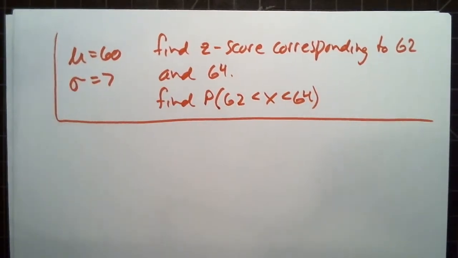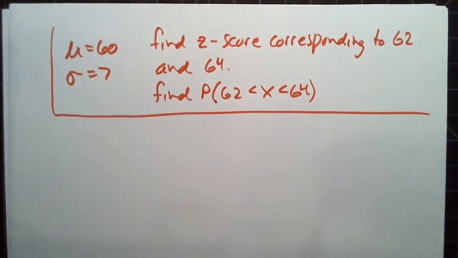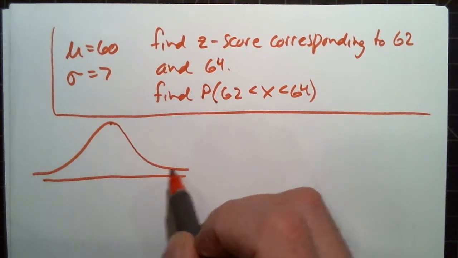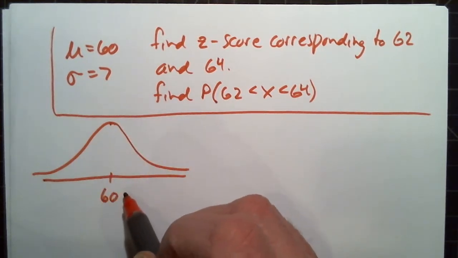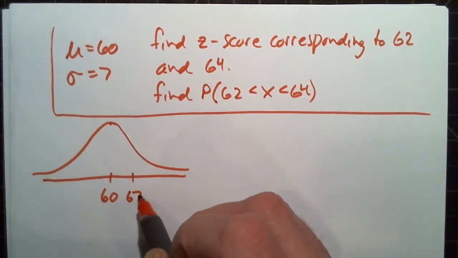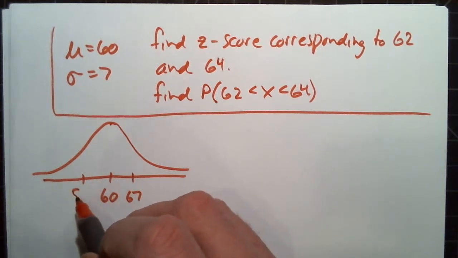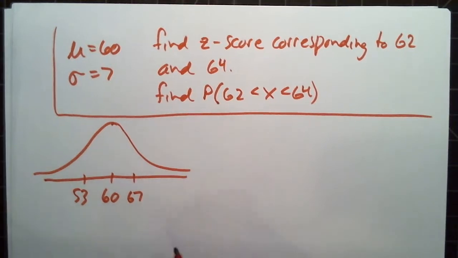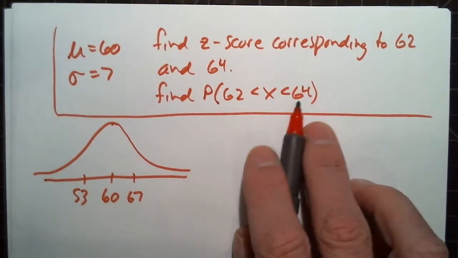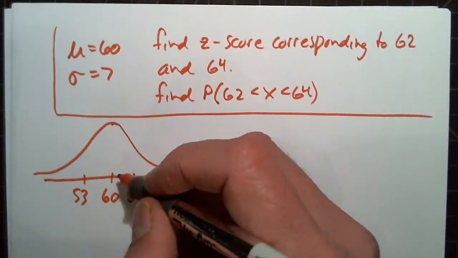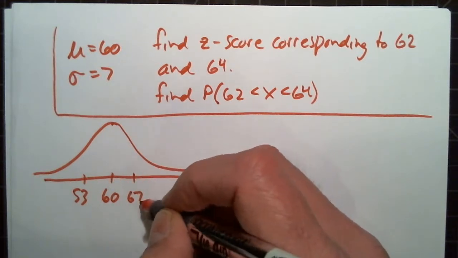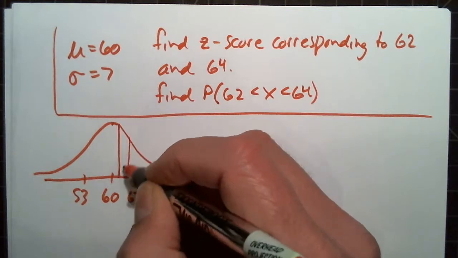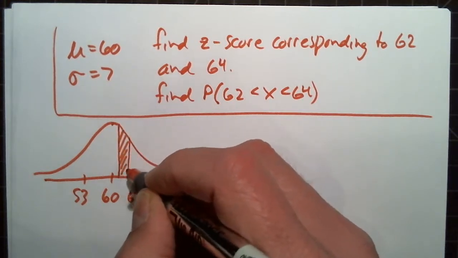All right, pause the video and try that one. Mean is 60. One standard deviation up is 67. One standard deviation down is 53. We're going plus 7, minus 7. We're looking for 62 to 64. So that's within 60 and 67. We're looking for 62 to 64, somewhere in there.